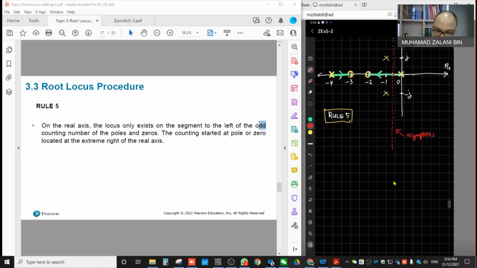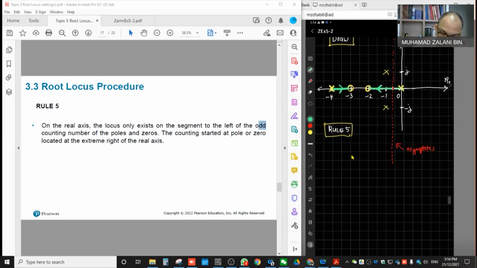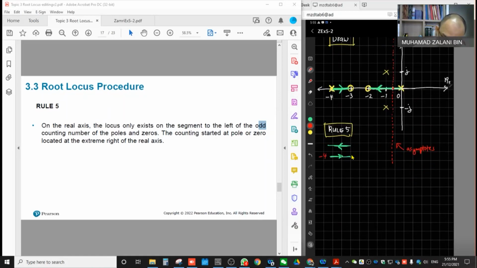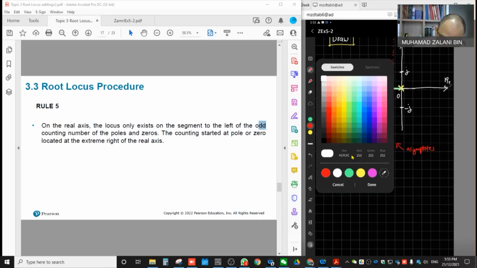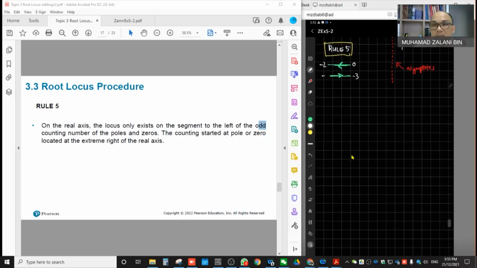Now, moving on, rule number 5 is already done. We determine the locus, which is that locus and the other locus between -4 and -3, and also between -2 and 0. That is rule number 5.